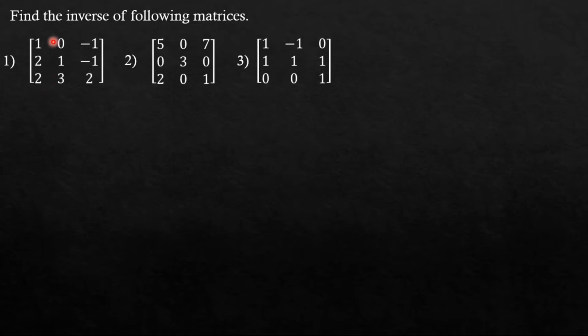Let us consider the first two rows. That is 1 into 2 is 2, 0 into 1 is 0 plus 0, minus 1 into minus 1, that is plus 1, which is equal to 3. Hence it is not 0. Hence the given matrix is not orthogonal. So we will have to follow the general procedure. Okay, that is a long procedure.